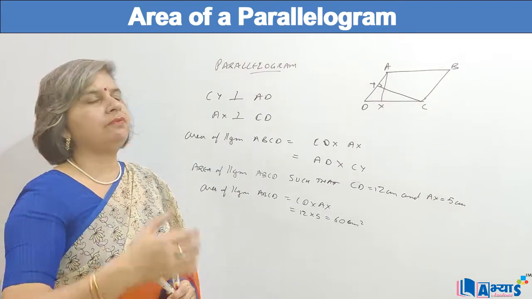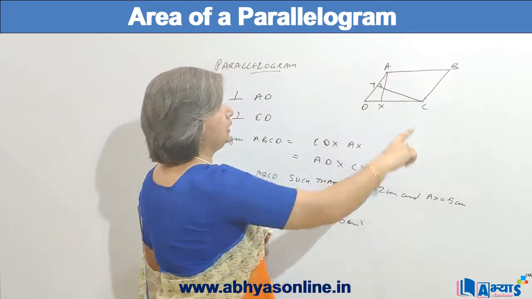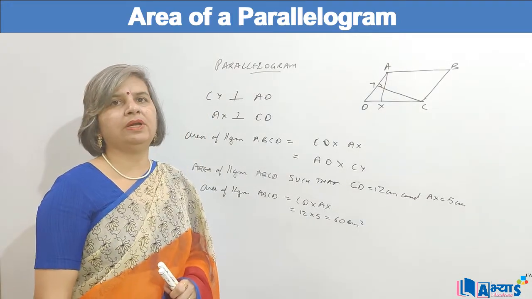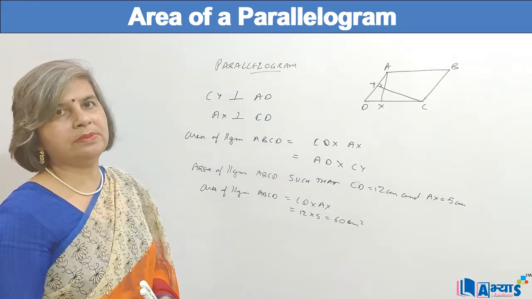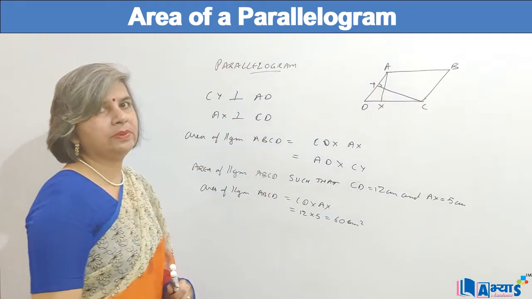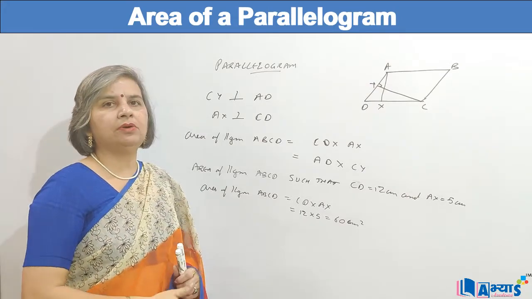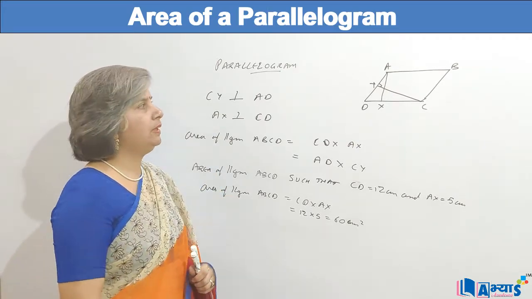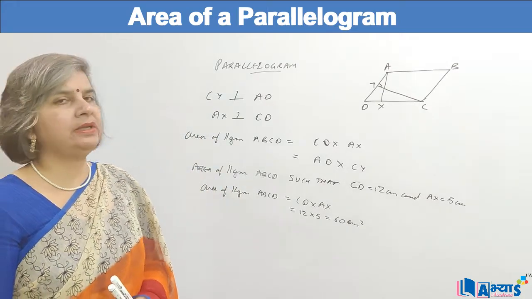The only thing that we have to keep in mind is that if the base CD is given, then we should know the height AX, and if the base AD is given, then the height should be considered as CY. Generally there are situations when children make mistakes, that they take this as a base and take this as a height. Then the answer cannot be correct, because we have to make a combination of the base with its corresponding height. That means if the base is CD, the height will be AX, and if the base is AD, the height will be CY. So this is how we can find the area of a parallelogram.